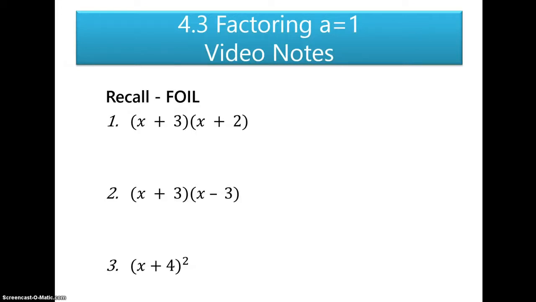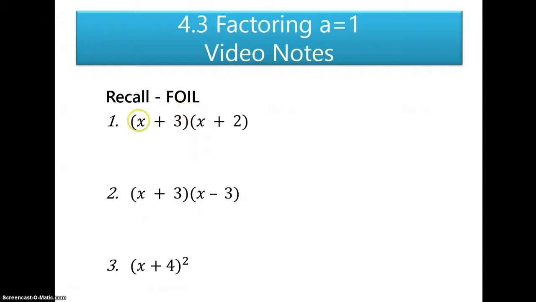So if you look at these problems on this slide, okay, the directions would be simplify. Remember that when you have two quantities right next to each other, that means multiply. And within these quantities we have two terms. So the acronym FOIL stands for first, outer, inner, last.